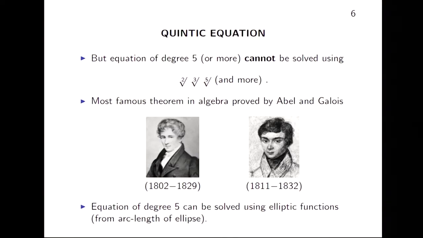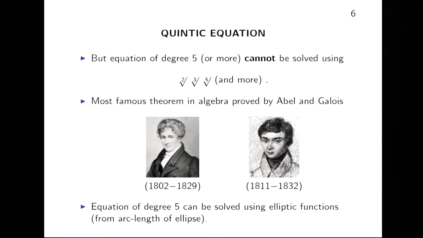They couldn't do 5. They tried hard, they tried harder still, nobody succeeded, till finally 2 of the most famous figures in mathematics appeared on the scene. Their pictures are there, Niels Abel and Évariste Galois. Abel was Norwegian, Galois was French. As you see, their dates are slightly staggered. Abel came first, Galois came second.